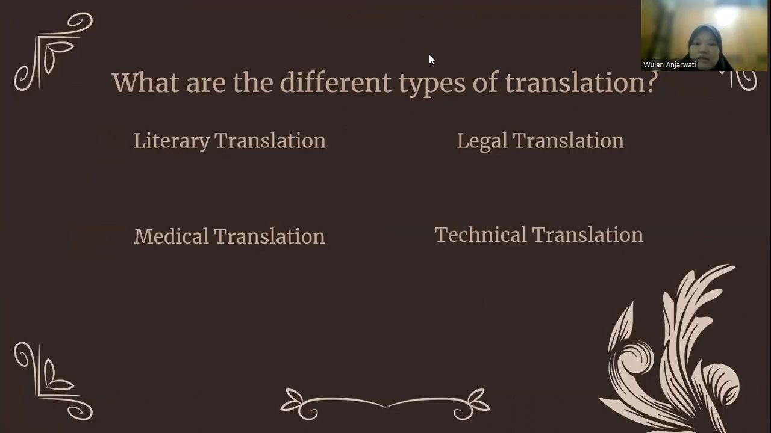Next, different types of translation. There are four types: first, literary translation, then legal translation, medical translation, and the last, technical translation.